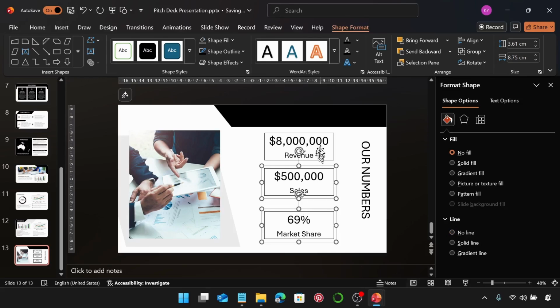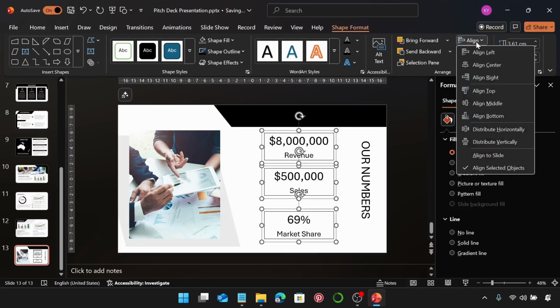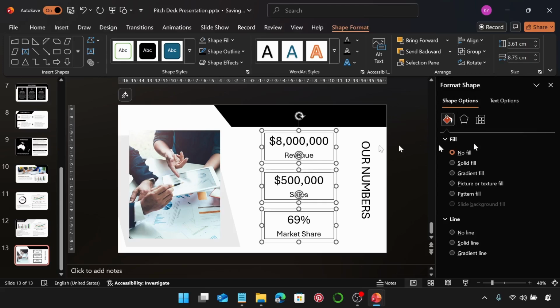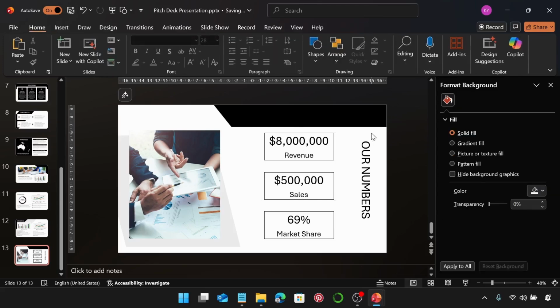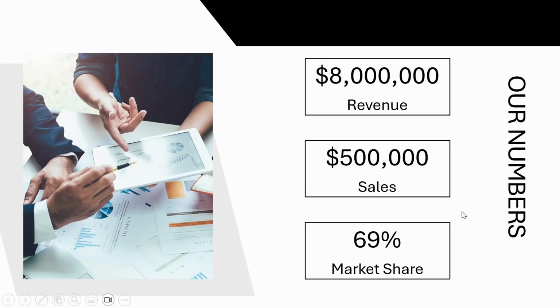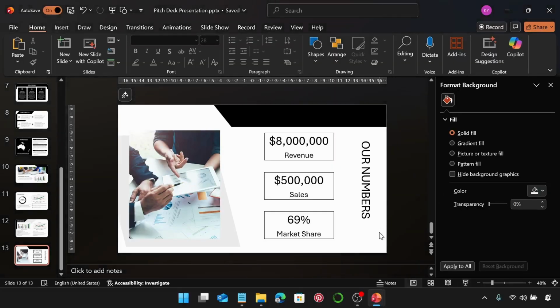Okay, so I'm going to select all three of these. I'm going to align, and I'm going to distribute vertically. And yeah, that's it for this particular slide. Let's go ahead and see what it looks like in the slideshow view. And yeah, this is the numbers slide.